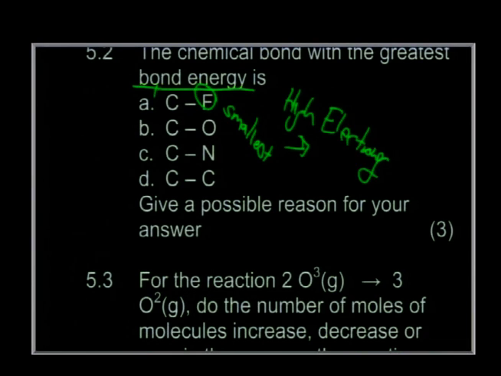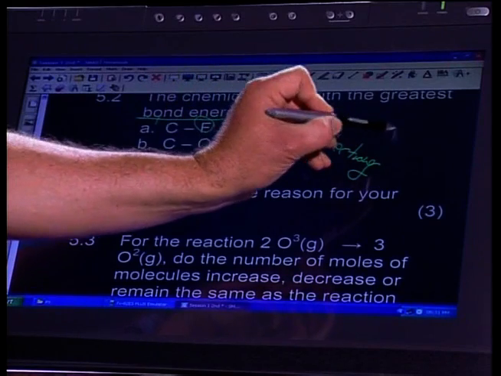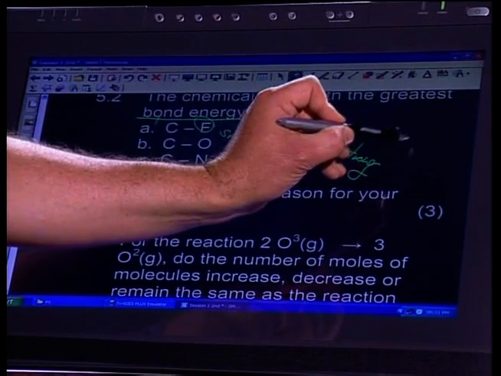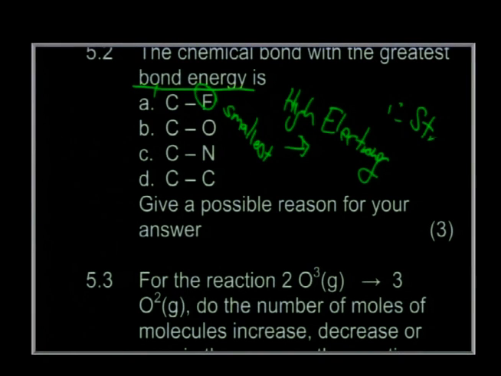Although that wasn't what we were asking about, we could use it as a factor. It's the smallest atom and it has the highest electronegativity, and therefore, for those two reasons, it will be the strongest bond. Okay. So you just had to give one of those two reasons.